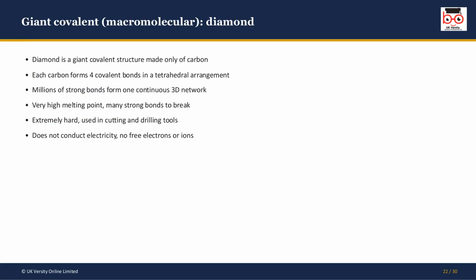Now some structures. Diamond is a giant covalent, or macromolecular structure made entirely of carbon. Each carbon forms 4 covalent bonds in a tetrahedral arrangement, and millions of these strong bonds link up into one continuous 3-dimensional network. That gives diamond a very high melting point, because so many strong bonds must be broken. It's extremely hard, which is why it's used in cutting and drilling tools. And it doesn't conduct electricity because there are no free electrons or ions.